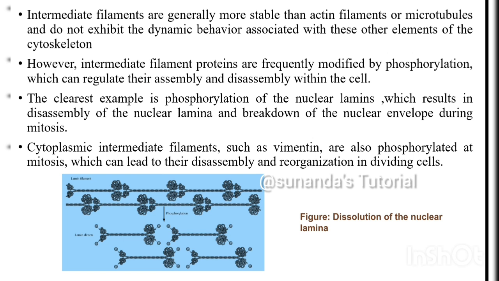Cytoplasmic intermediate filaments such as vimentin are also phosphorylated at mitosis, which can lead to their disassembly and reorganization in the dividing cell. So in the mother cell at first they get disintegrated, and in the daughter cell they again get assembled. More precisely, we can say that intermediate filaments can get disassembled by the process of phosphorylation.